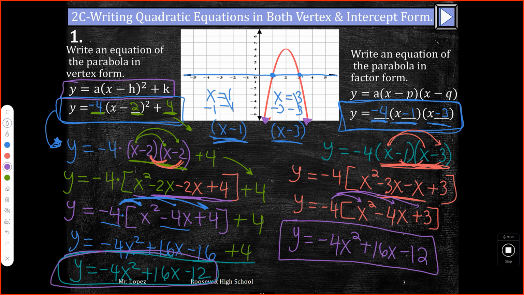So if I was to graph either one of these, put it in a graphing calculator, this standard form, this intercept form, or this vertex form, they all will graph this parabola here on a graphing calculator.